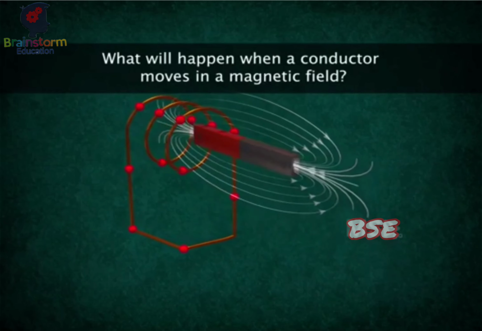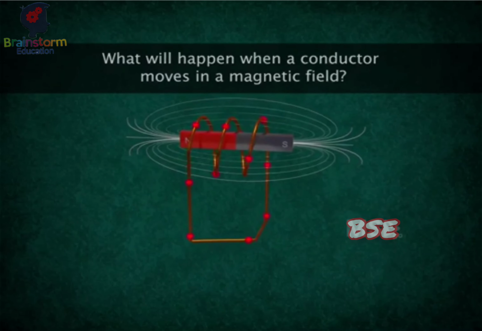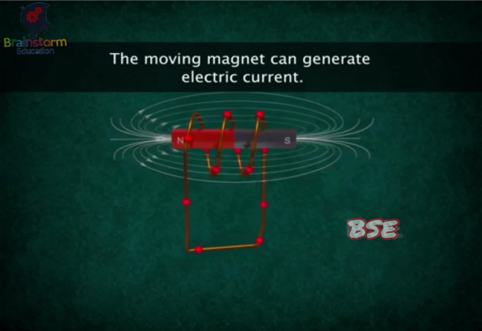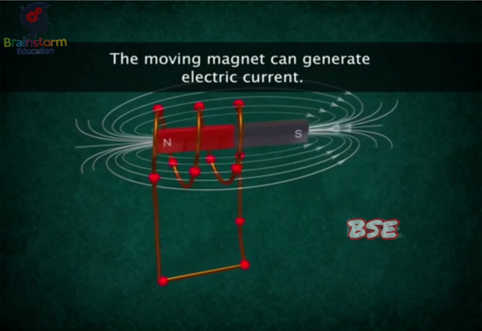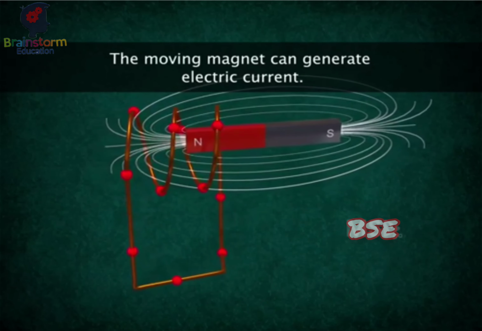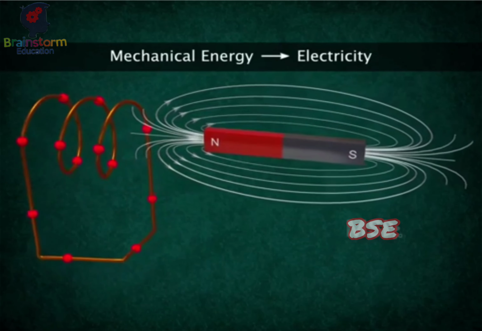What will happen when a bar magnet is moved inside a copper coil with several turns? In 1831, Faraday found that a moving magnet inside a coil can generate electric current. It allows us to convert mechanical energy into electricity.